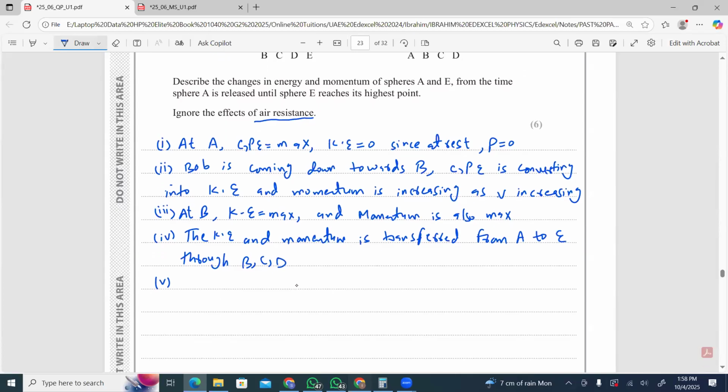So for E, as it moves to its highest point, its GPE becomes maximum, as it was for A.